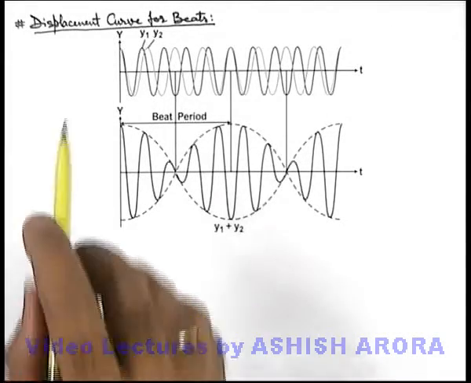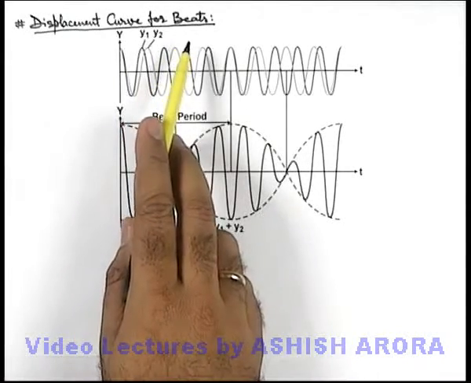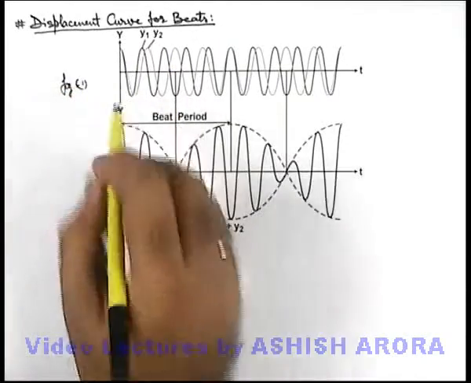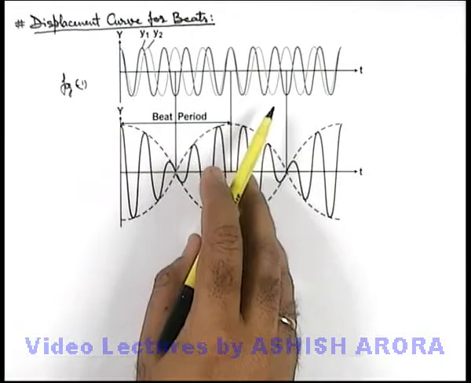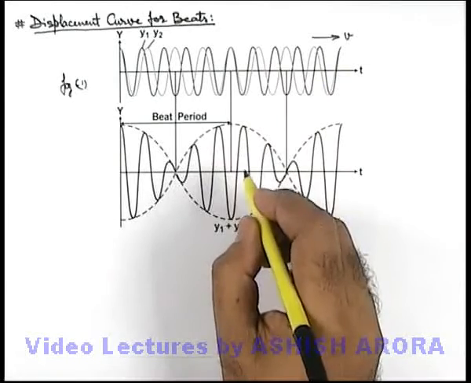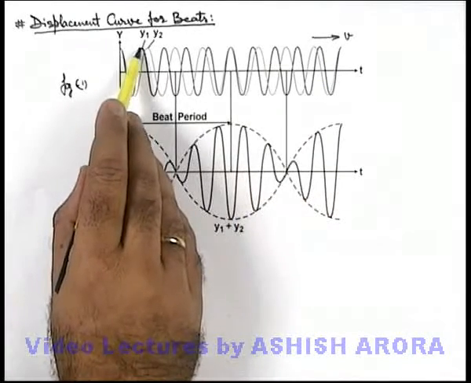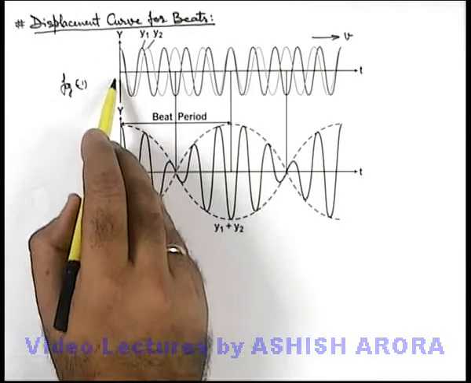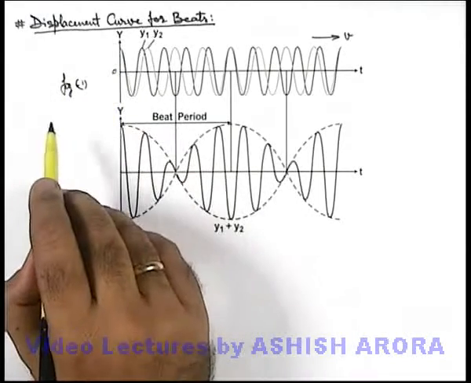Let's understand the displacement curve for beats. Here, figure 1 shows two waves with slightly different frequencies propagating in the same direction with speed v. You can see these are the two waves y1 and y2, which started together from the extreme position at t equal to 0.